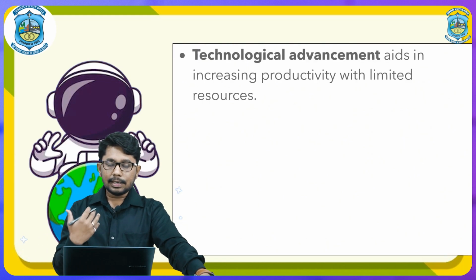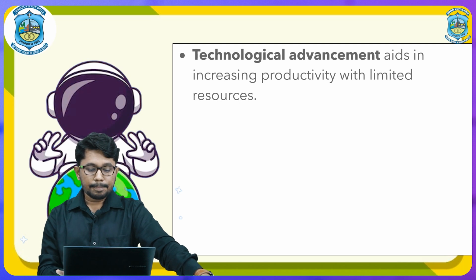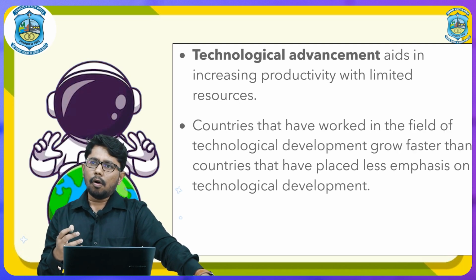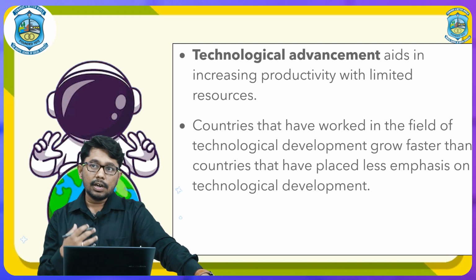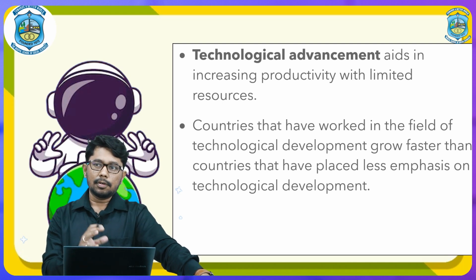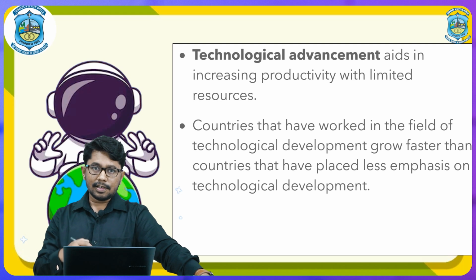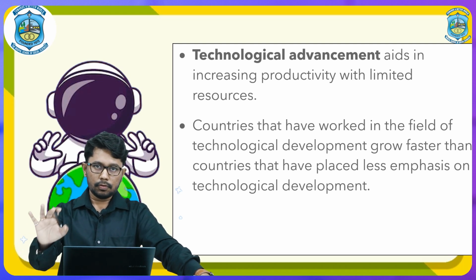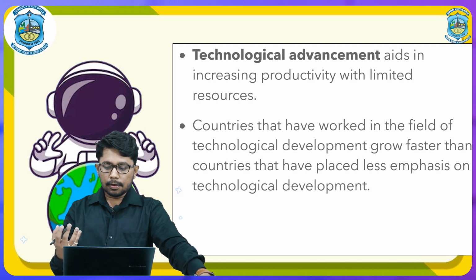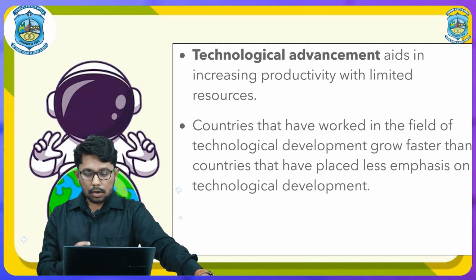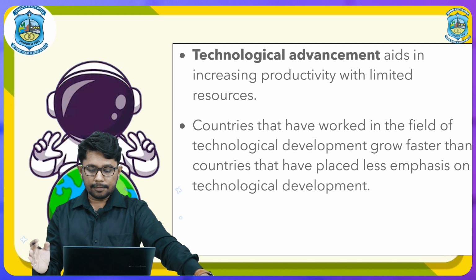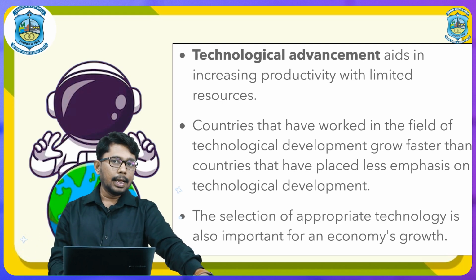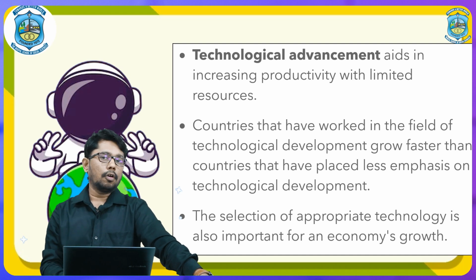The third one is technological advancement, which adds to increasing productivity with limited resources, because we all have limited resources and it is our duty to be satisfied with them. But if we use resources efficiently with the help of technology, it leads to economic growth in society. Countries that have worked in the field of technological development grow faster than the countries that have placed less emphasis on it. So we should focus on the other factors also, like this technological advancement.